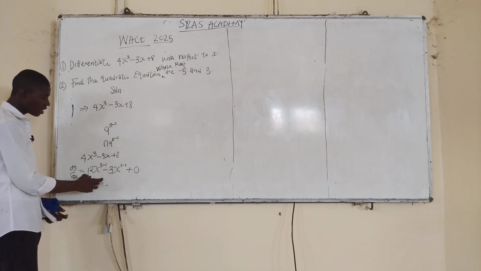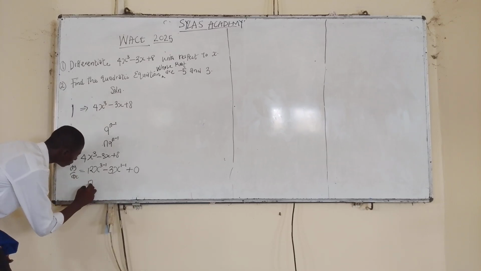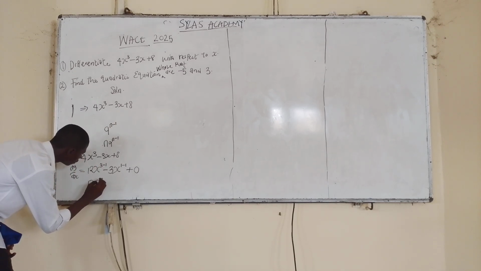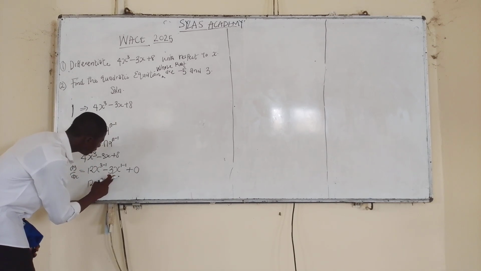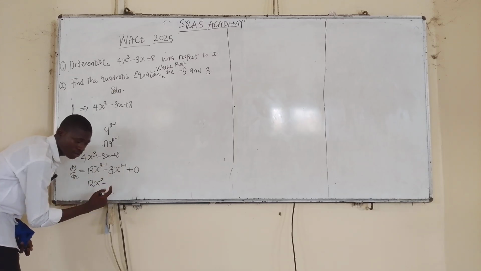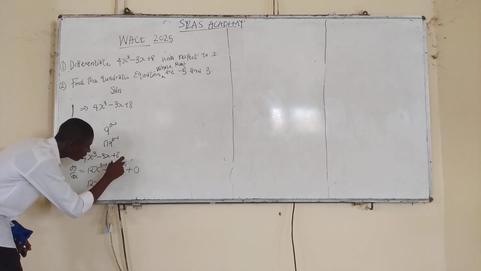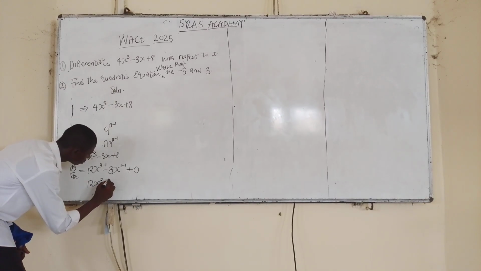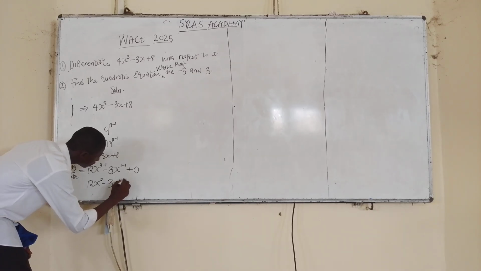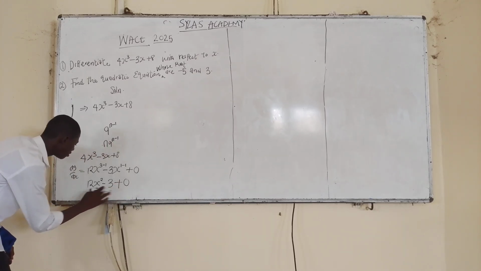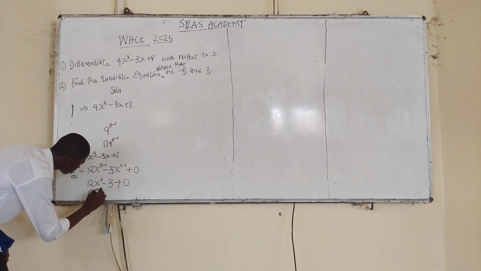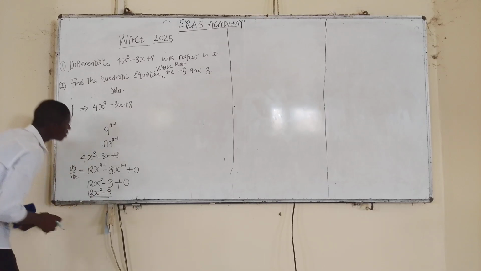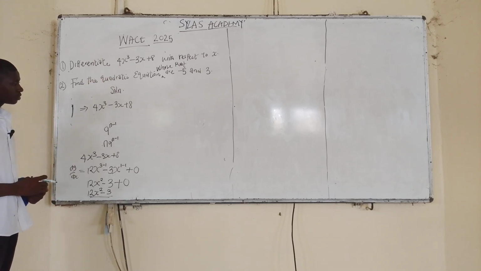Now let's simplify this. How are you going to simplify it? 12x to the power of 3 minus 1 gives you 12x squared. Then minus 3x to the power of 1 minus 1, which is 3x to the power of 0. And any number raised to the power of 0 is 1. X times 1 is still the same thing, so it will have 3. Plus 0. So I'm going to say 12x to the power of 2 minus 3. And this becomes the final answer for the first question.